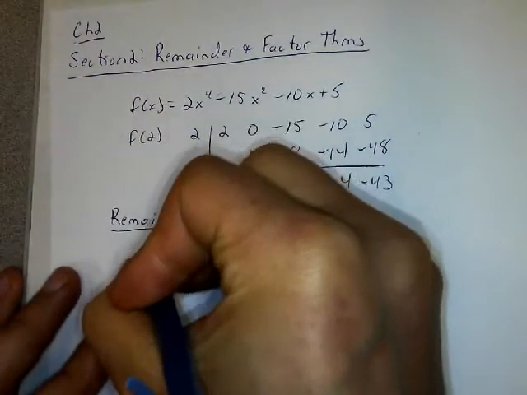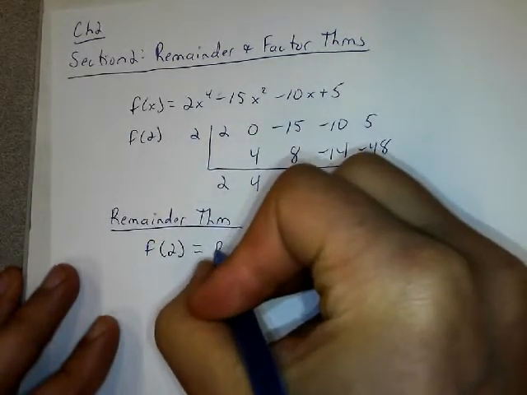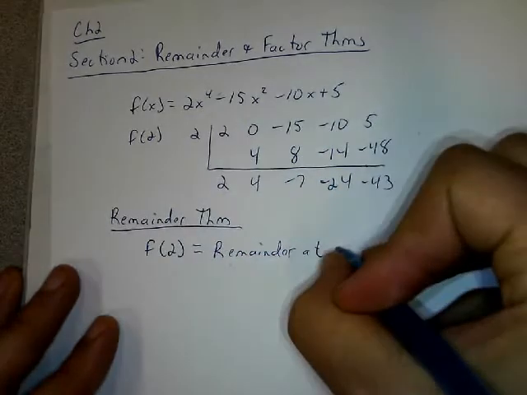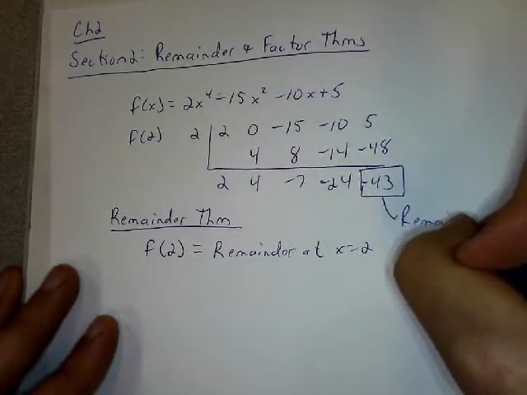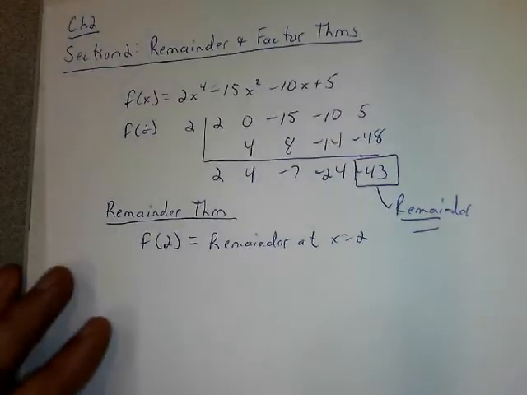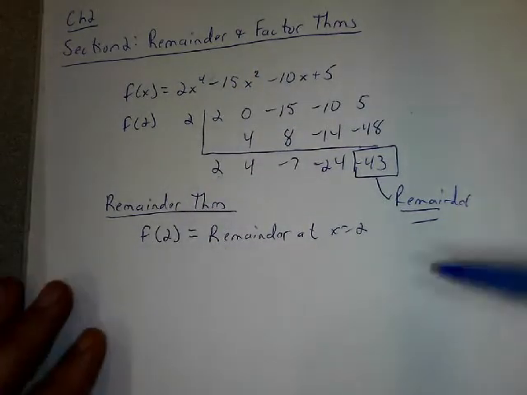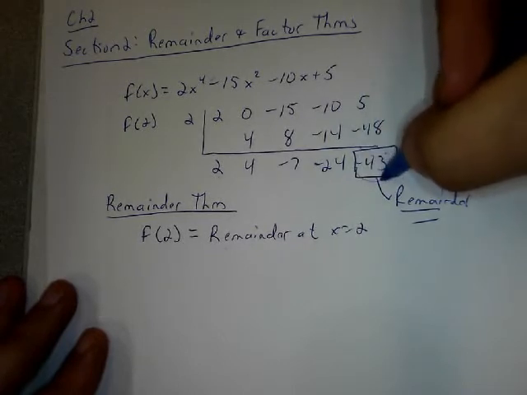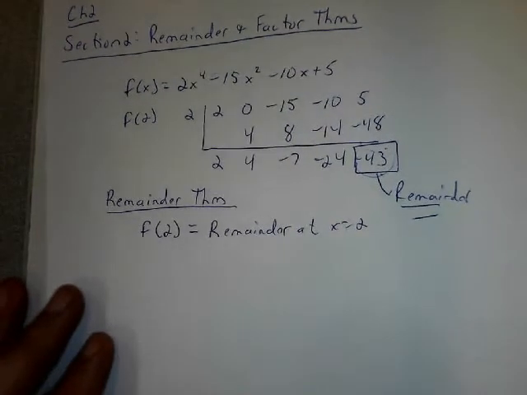The remainder theorem says that f of 2 is equal to the remainder at x equals 2. So it's right there. This is the remainder. That is equal to the function value. So basically, we could plug this in like you did back in middle school, or we could use synthetic division, find the remainder, and this here will be the answer of plugging back in. So it's really all it says. The remainder theorem says that the function value is equal to the remainder at x equals 2.